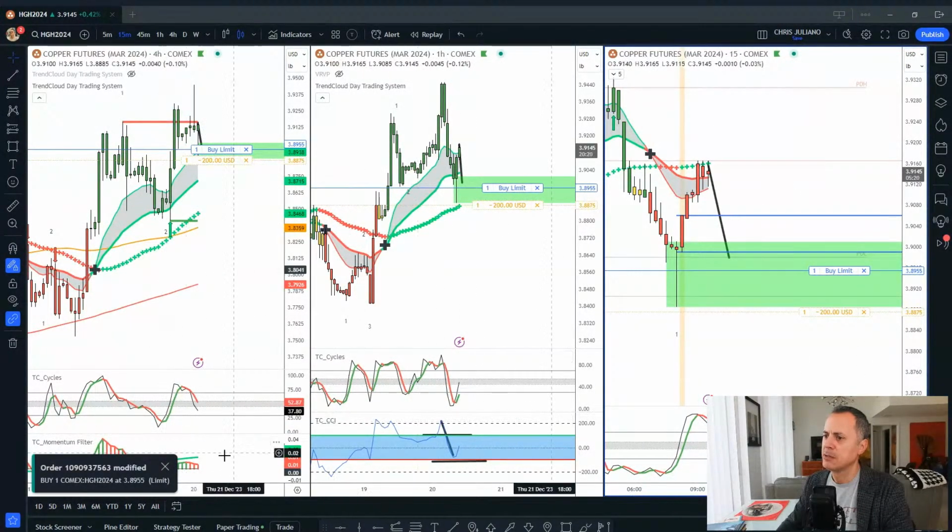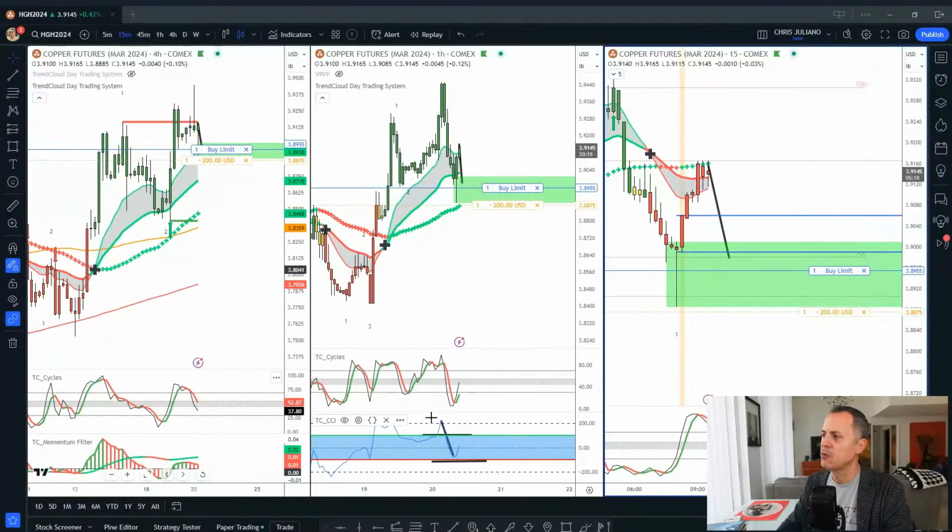Cycling down, momentum is down. So we only have one component. The momentum on the high time frame is down, but remember that's just one piece of the puzzle, as long as you've got trend and momentum on your other time frames, right?